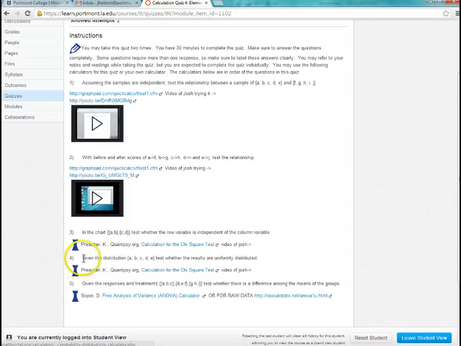Okay, now we'll try number 4. Given the distribution, test whether the results are uniformly distributed. So uniformly distributed would mean that things are kind of equally spaced amongst all the different values that are occurring. Let's open up the calculator.